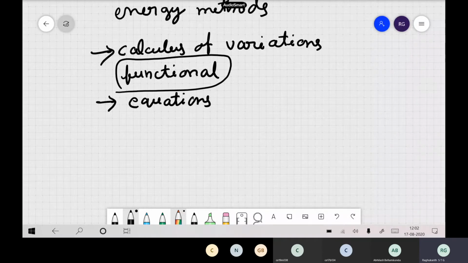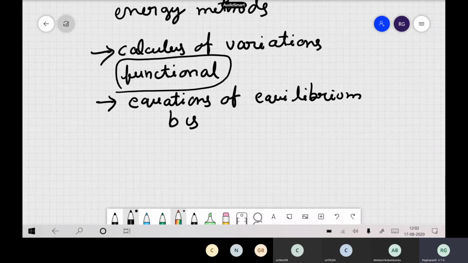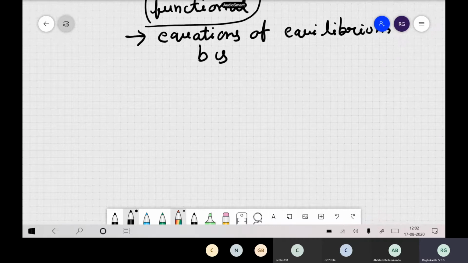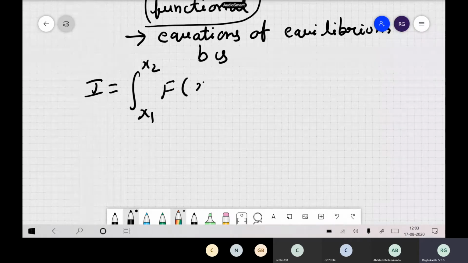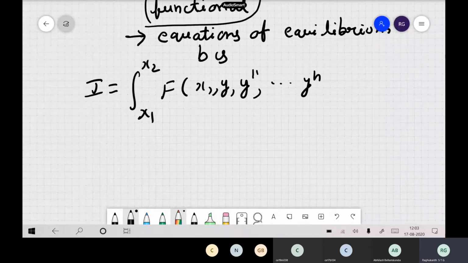Ordinary calculus means you maximize a function and you get some numbers, but in calculus of variations you will not get any number; you will get the equations of equilibrium and the boundary conditions, the natural boundary conditions. Last class we wrote a functional out of several paths, from x1 to x2, a function of y, its derivative, y double dash, up to some nth derivative.